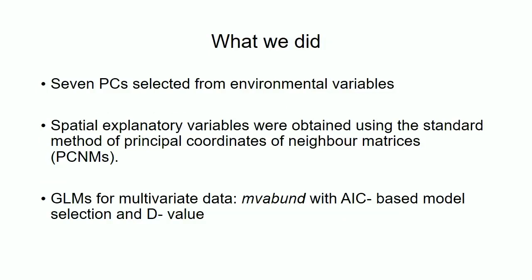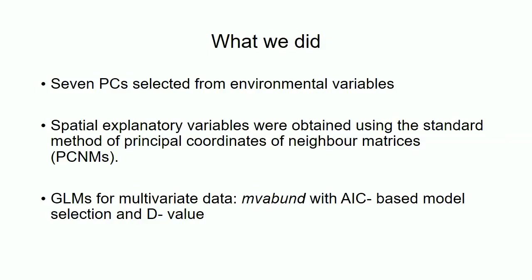With the environmental variables, there were too many, so we did a principal components analysis and took the first 7 axes out of them and used them as environmental variables in a regression model. For spatial explanatory variables, we used a standard method called principal coordinates of neighbor matrices, the PCNMs. I'm going to explain them a little better further down the line. We used those 2 sets of variables, the environmental ones and the spatial ones, to run GLMs for multivariate data using the package mvabund in R.